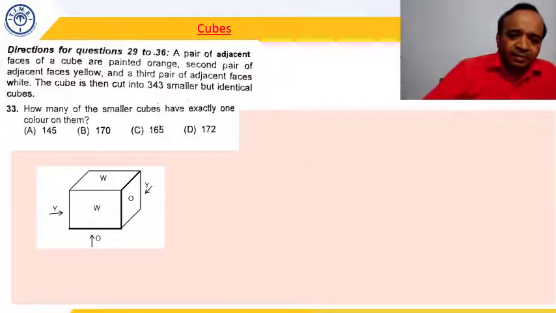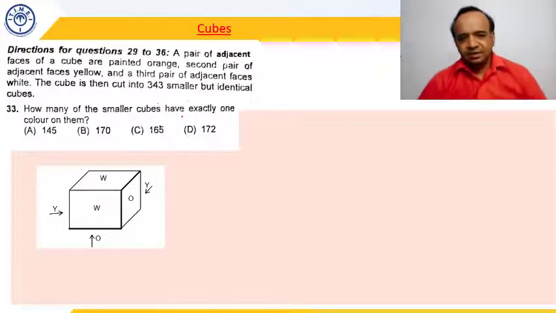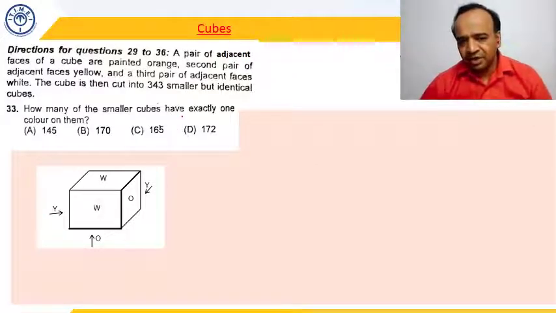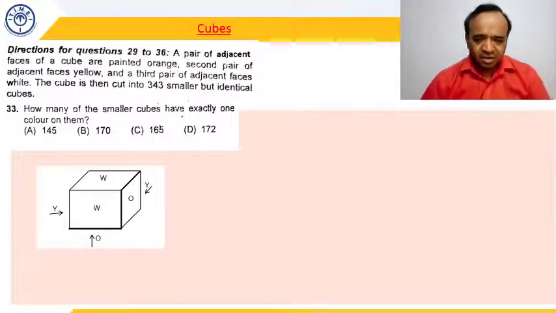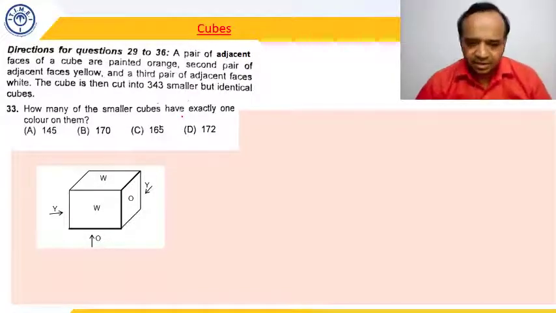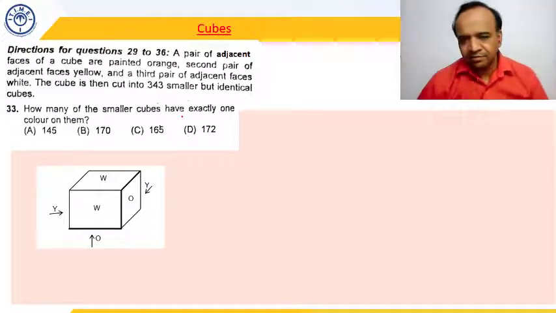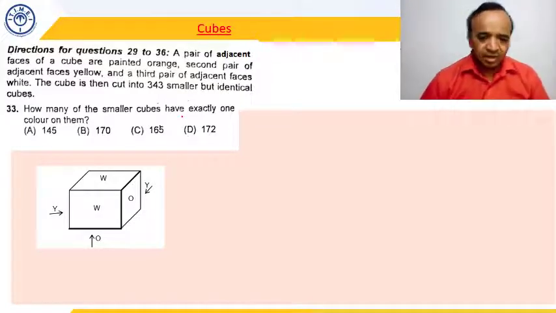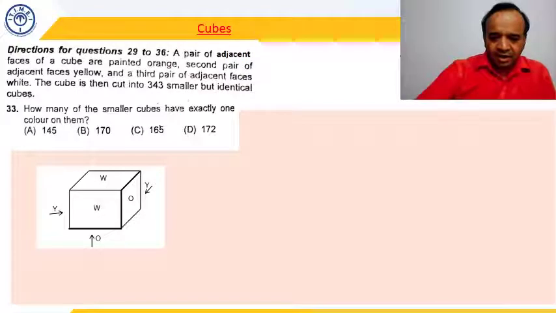So it is not clearly mentioned that only one face. It is simply mentioned that only one color on them. It means only one color with two painted faces, only one color with three painted faces, if possible, can be considered. So I can write here it as only one color.